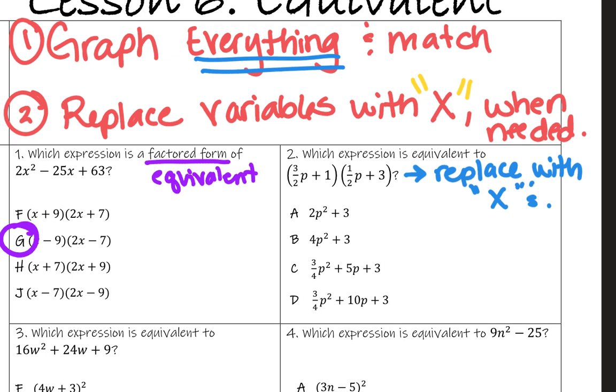So this one is going to be 3 over 2x plus 1, and then 1/2 x plus 3. If you want to, you can replace it on your paper. Again, these are all going to be x's because we cannot graph anything other than the x. Some of you were trying to graph a different letter, and we couldn't do it. The calculator will not read it.